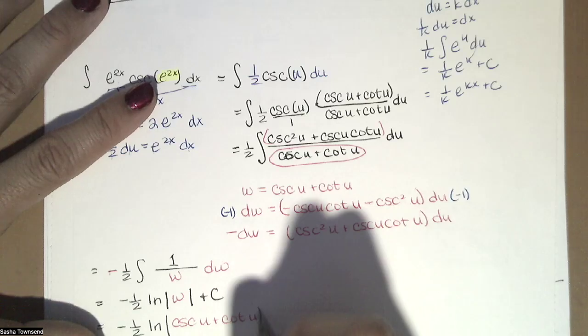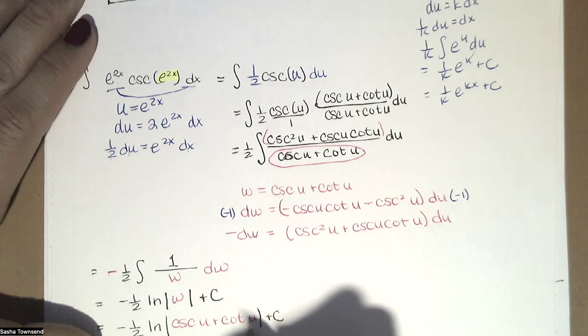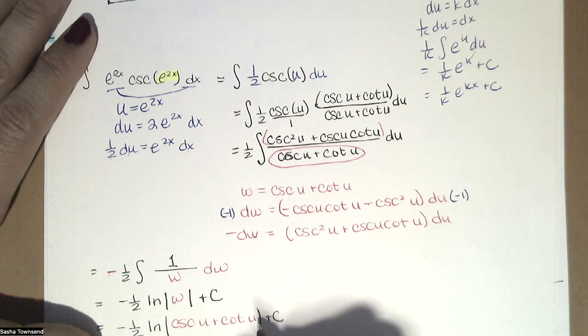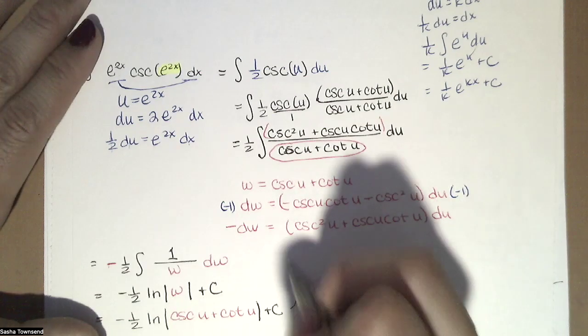Say, do we have a function of x yet? No. Well, why? Because we've got this u in it. And so, well, what was u? Well, u was e to the 2x. So now we're going to substitute that.